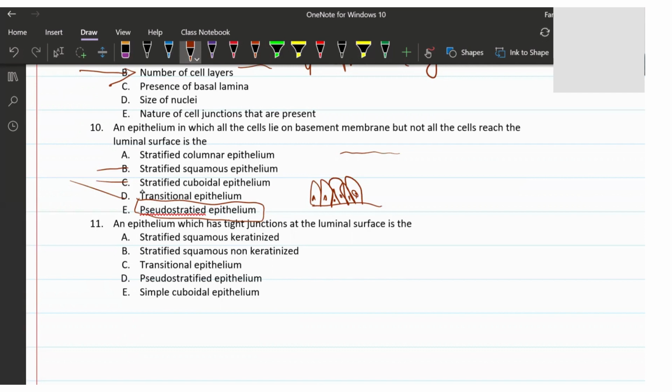An epithelium which has tight junctions at the luminal surface is the... transitional epithelium, because transitional epithelium is present in the urinary system, and to avoid the toxic effects of urine on the underlying layers of the epithelium, the tight junctions are present at the luminal surface, so the urine cannot go inside the paracellular spaces.